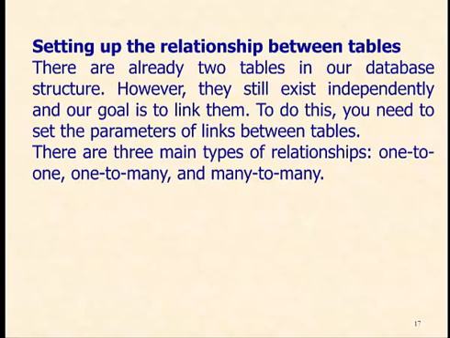The next topic is setting up the relationship between tables. There are already 2 tables in our database structure. However, they still exist independently, and our goal is to link them. To do this, you need to set the parameters of links between tables. There are 3 main types of relationships: one-to-one, one-to-many, and many-to-many.